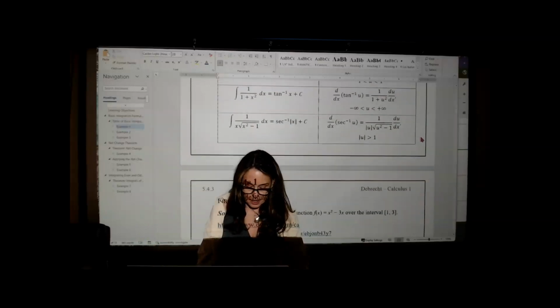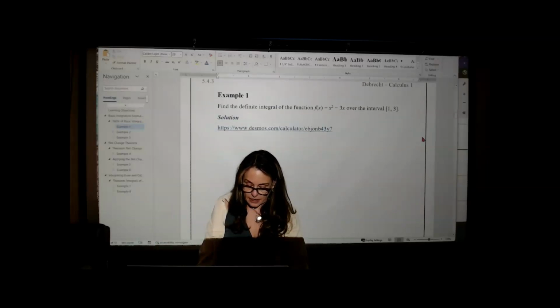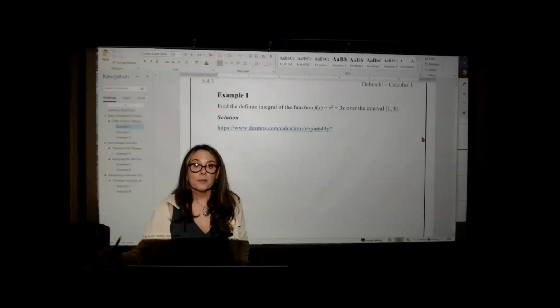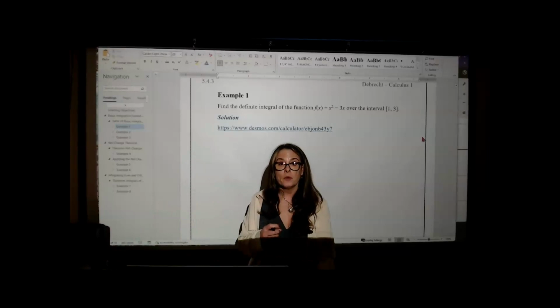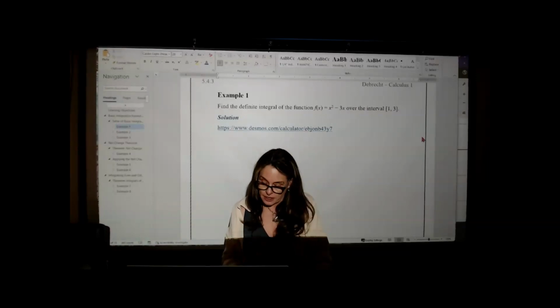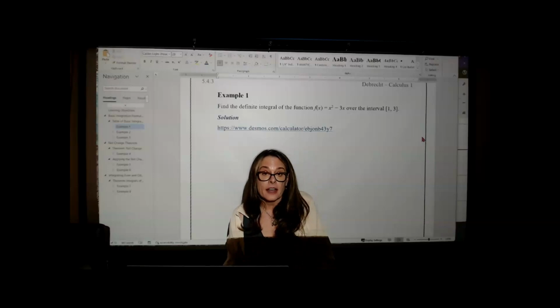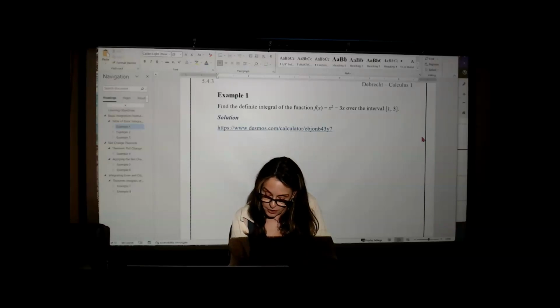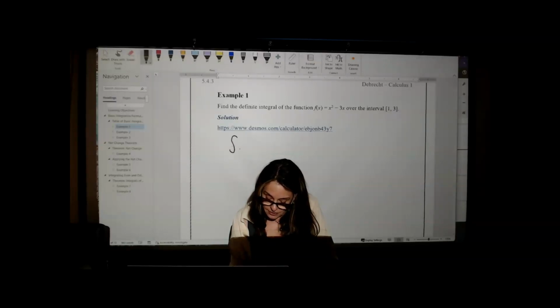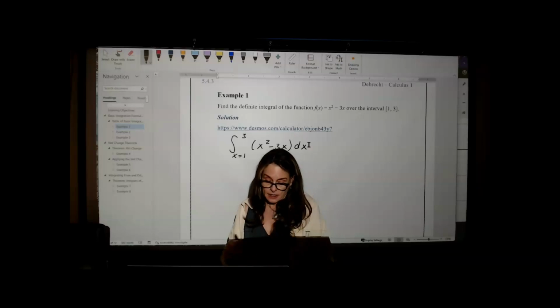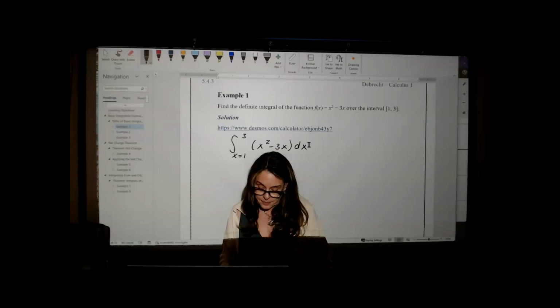Let's go ahead and apply some of these basic integrals to solve some examples. In example 1, we want to find a definite integral of the function x squared minus 3x over the interval from 1 to 3. Using what we've learned from the Fundamental Theorem of Calculus, this tells us that we need to integrate x squared minus 3x with respect to the variable x, dx, between 1 and 3.